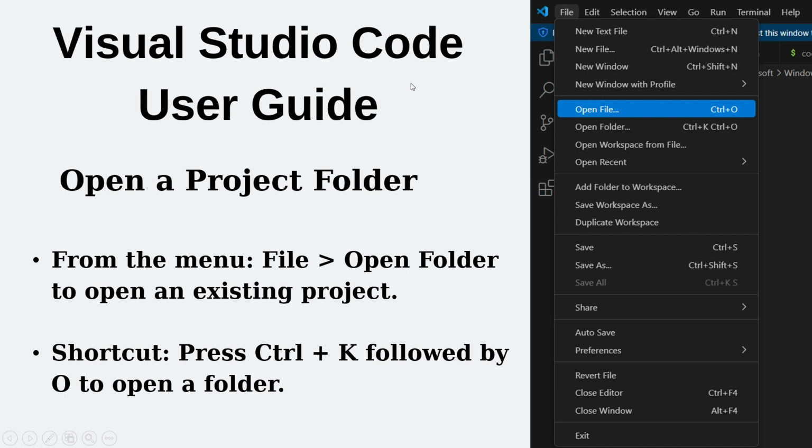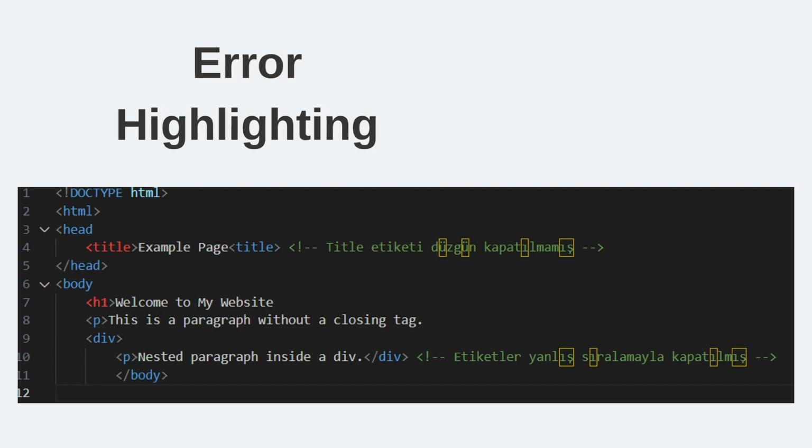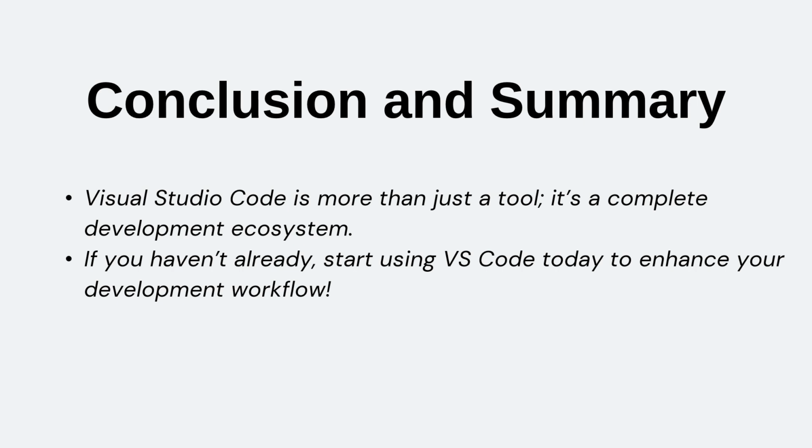Before that, I will talk about a guide to Visual Studio Code. Open a project folder. We can create one from File, Open Folder, or use a shortcut. Terminal. Right click the folder and click terminal, or shortly with Ctrl plus quotes we can open it. Error highlighting. As you can see in the photo, when there is an error in our code, the bottom of the code block is shown in red.